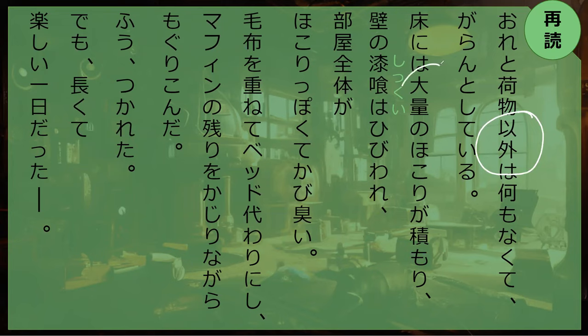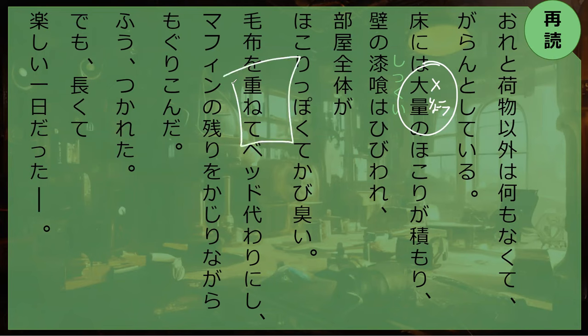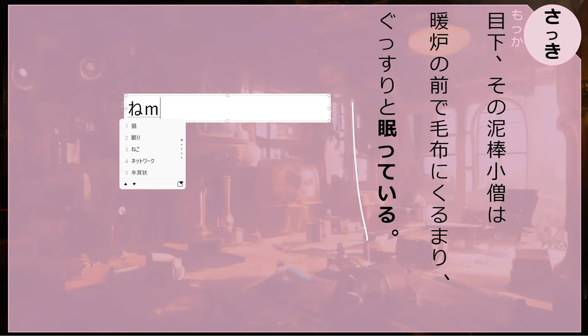Igai. Perfect. And how about a large amount? Tairyo. And how about to pile up? Kasa. Perfect. Umbrella, right? Kasa. Like an umbrella. Can you read this word for me? This is to sleep. Nemui. Yeah, nemui. Perfect.